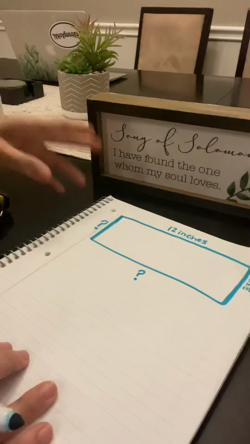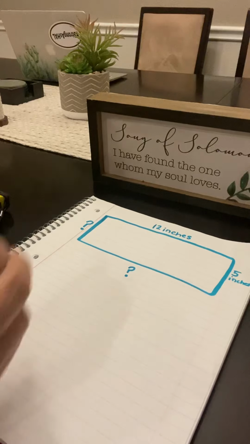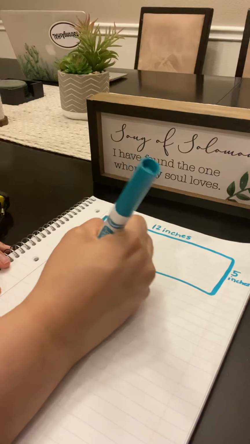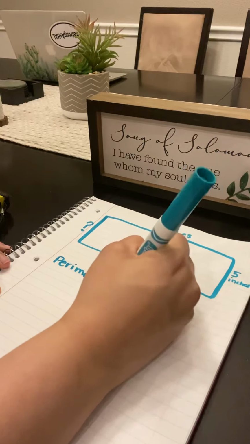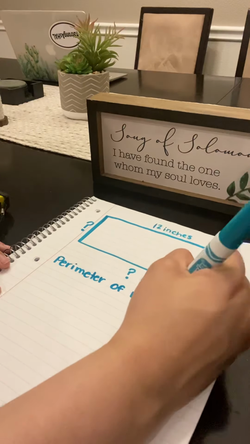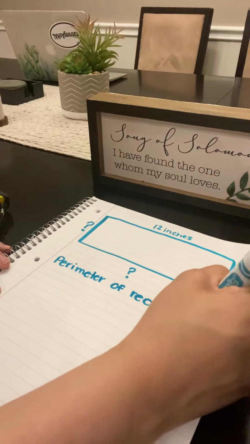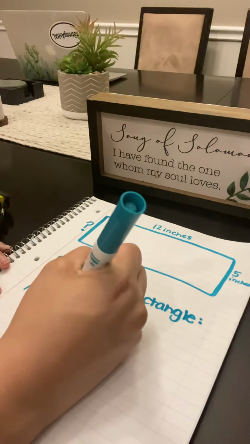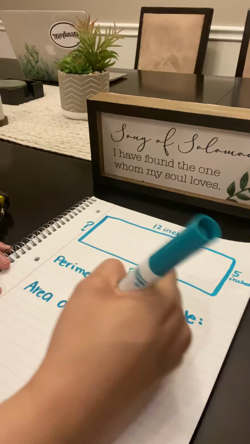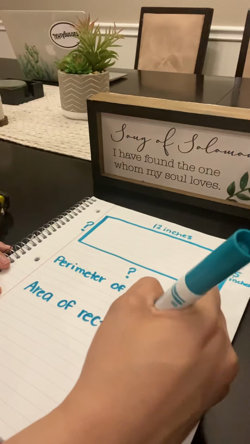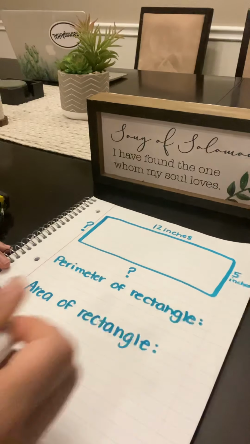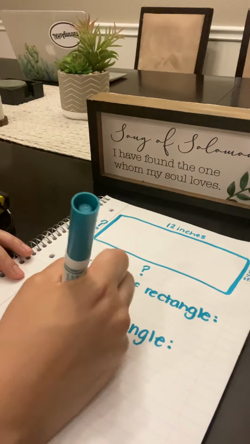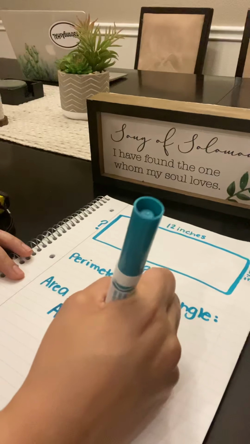Okay, so I need your help. I need your help determining the perimeter. I'm gonna put perimeter of the rectangle and the area of rectangle. So remember, to determine the area, we are using the equation area equals length times width.